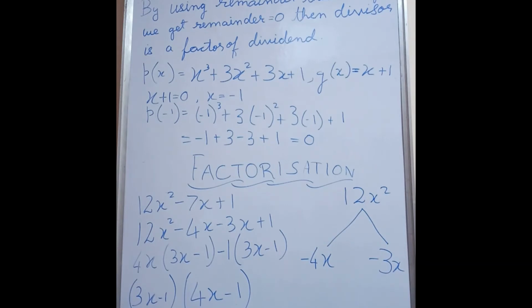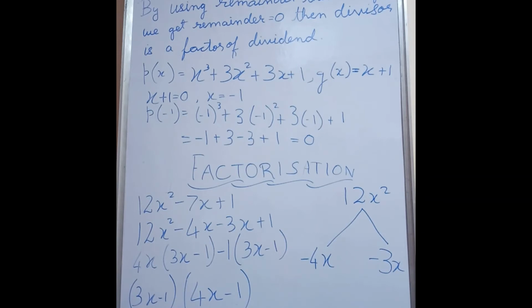Now let us see the factorization method. Factorization is a method to break a polynomial into two or more factors. So here we have 12x square plus 7x plus 1. Step 1 is to multiply the first term and the last term. So here we get 12x square.